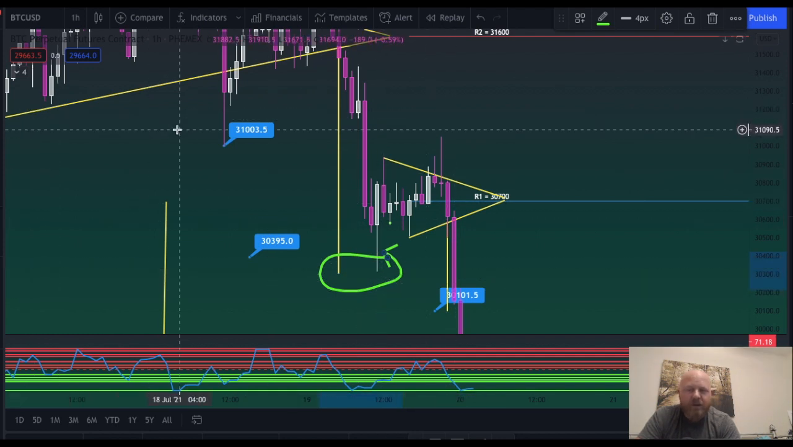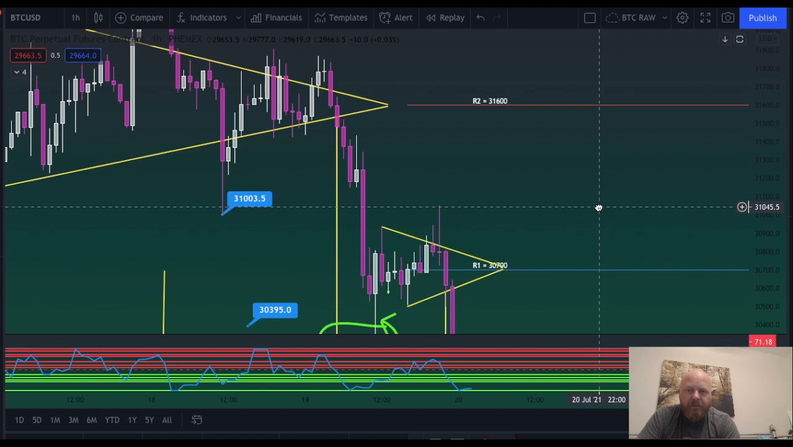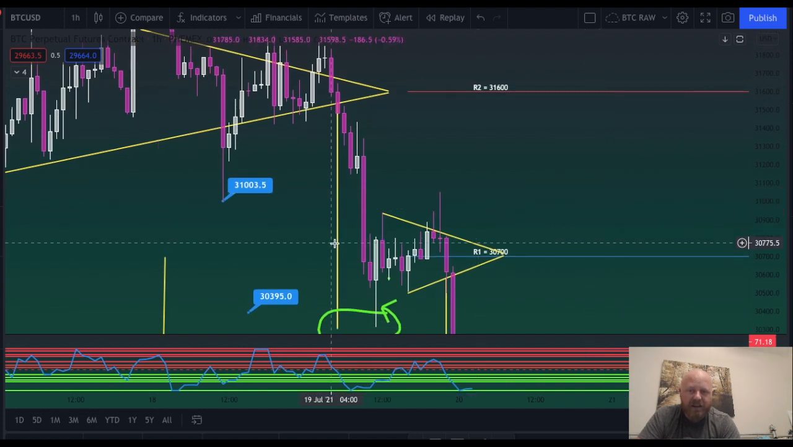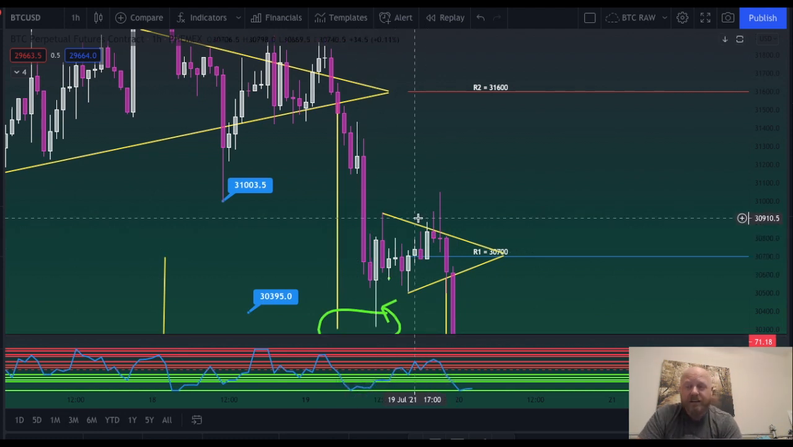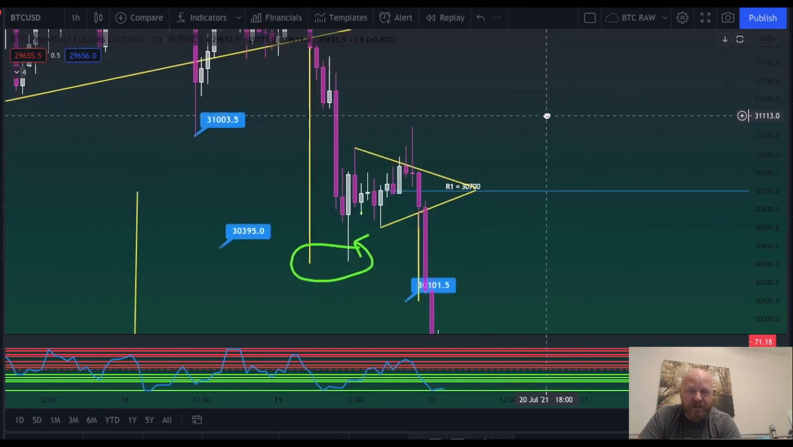So it doesn't always work out perfect, but that is pattern completion, okay? That was a wick, a shadow that went right to where the pattern said we would drop. This is why shapes are important. This is why it matters whether you draw a wedge or a triangle. You have to look at the correct pattern, the correct shape for the pattern, right? Because that's how you get price predictions.